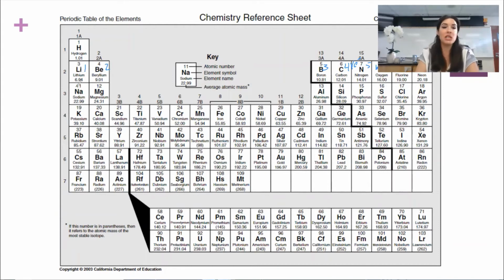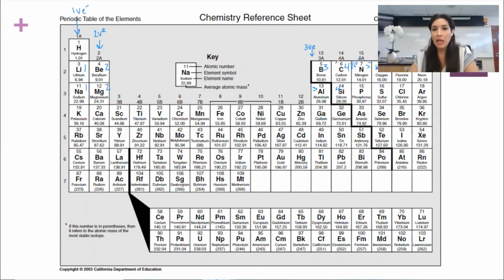So you're simply counting across 1, 2, 3, 4, and you'll start to notice some trends happen. Everything in this row will have 1 valence electron. Everything in this row will have 2 valence electrons. Everything in this row will have 3 valence electrons.